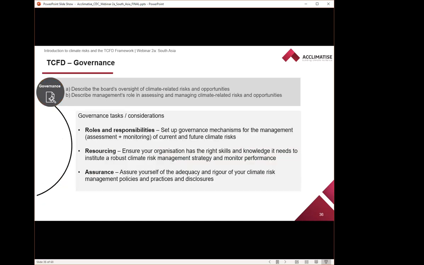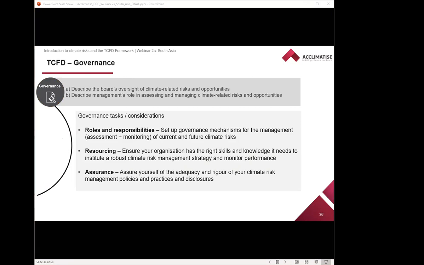Next slide, please. Under the governance pillar, TCFD suggests organizations disclose their governance structures around climate-related risks and opportunities. But what does that mean for you? How can this guide you? Your organization, when thinking about governance under TCFD, needs to think about setting up the roles and responsibilities for climate risk and opportunity management. You need to think about the resources that you need, including the skills and knowledge and time to manage climate risks.